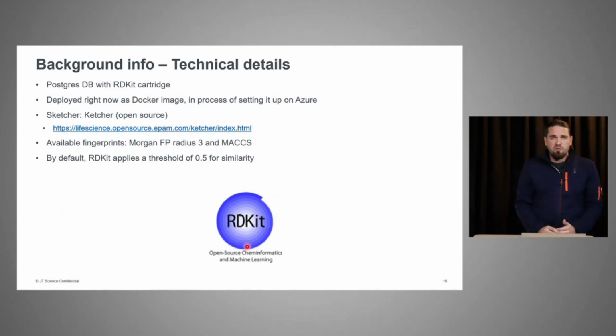A bit of technical info as well for those who are interested. The database itself was a PostgreSQL database with an RDKit cartridge, and right now it's deployed as a Docker image. We're also in the process of setting it up in an Azure infrastructure. The molecular drawing tool is Ketcher. It's open source, done by EPAM. And the available fingerprints currently, as much as I talked about biological fingerprints, for the sake of the demo, we used out-of-the-box Morgan fingerprints with radius 3 and max fingerprints. And also, we do note here that we found that by default, RDKit applies a threshold of 0.5 for similarity, so something to keep in mind if you use that type of similarity search.